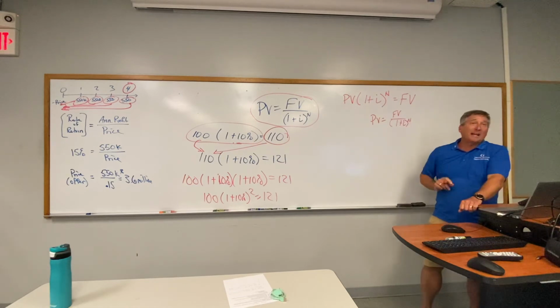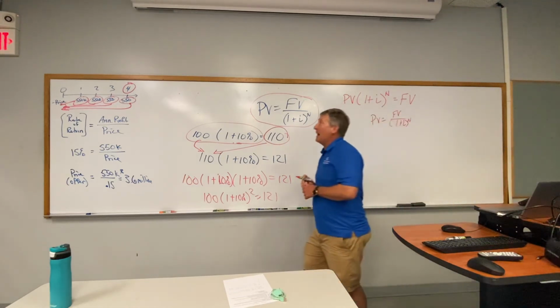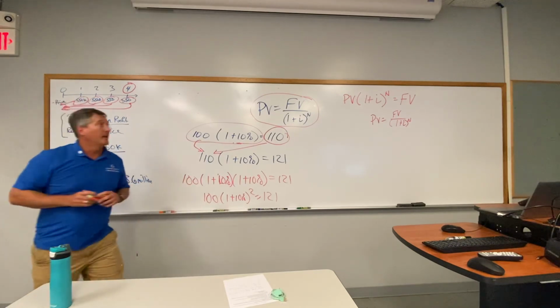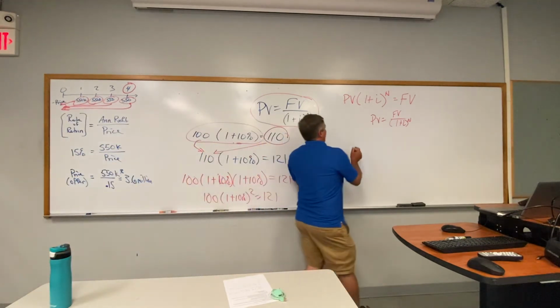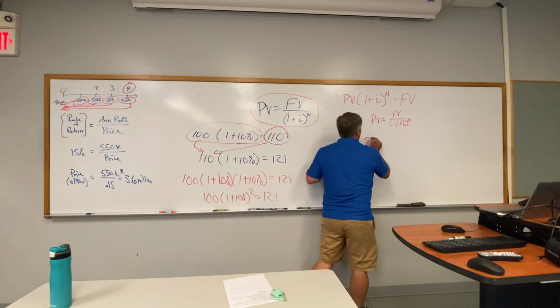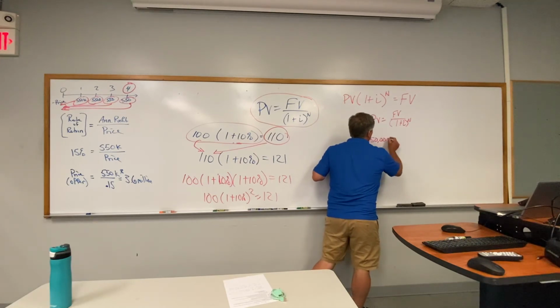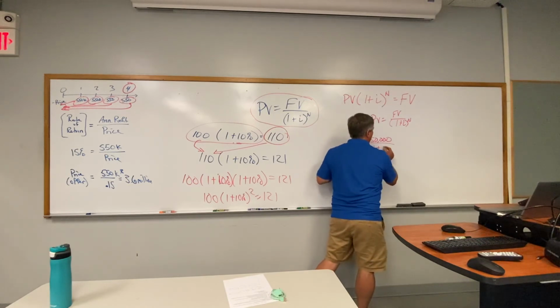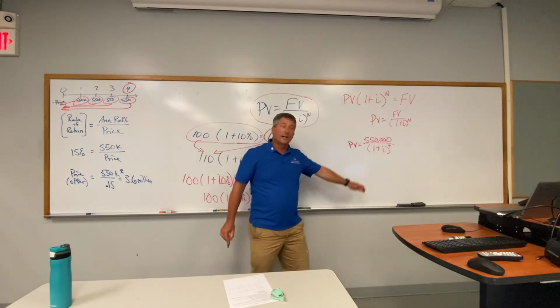So how do we find the value of $550,000 4 years from now? The present value of $550,000 divided by 1 plus the interest rate raised to the 4th power. What interest rate should I use?